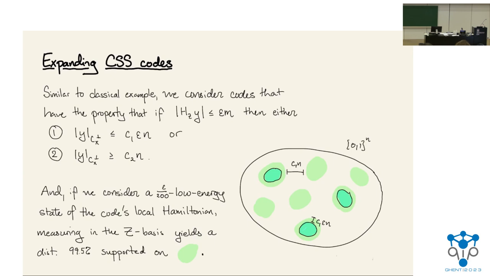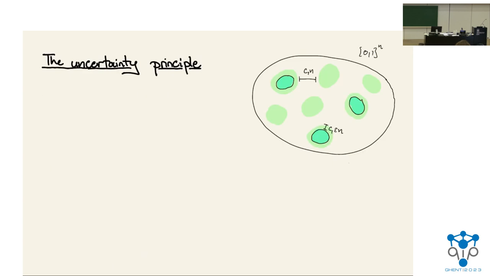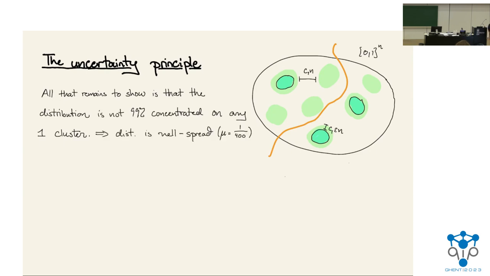So if I consider an epsilon over 200 low energy state, I get some 99.5% support. Now what's left is to prove that the distribution, when I measure, has mass on two separate regions, or in some sense that there's some way of partitioning the X picture or the Z picture so that I have at least some constant mass on both sides. Really all I want to argue is that the distribution doesn't put too much mass on any one cluster, that any one cluster could not have 99% of the distribution. And this would induce a well-spreadness. The 99 and the 99.5 together give you this mu equals 1 over 400, but let's not worry about that.